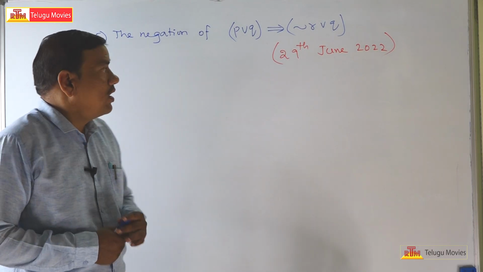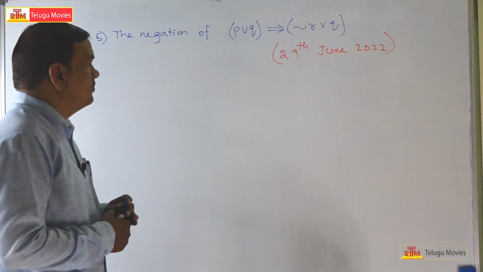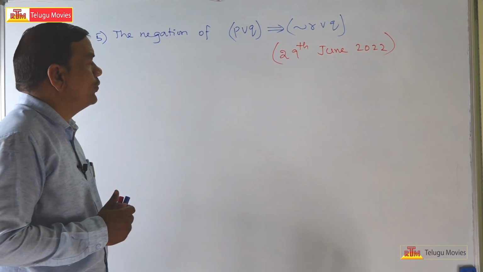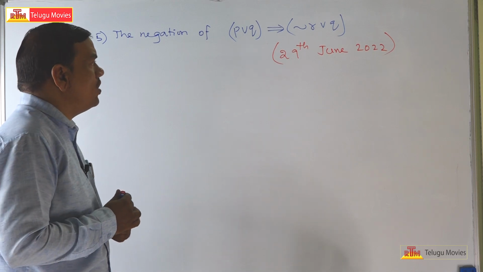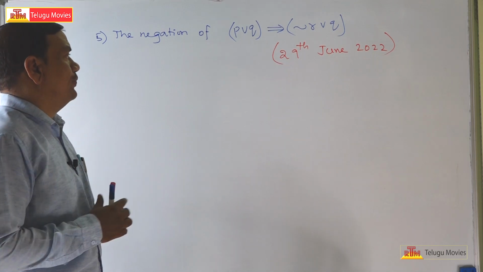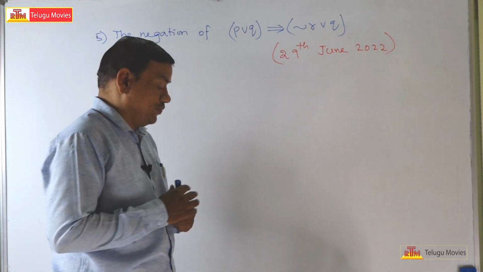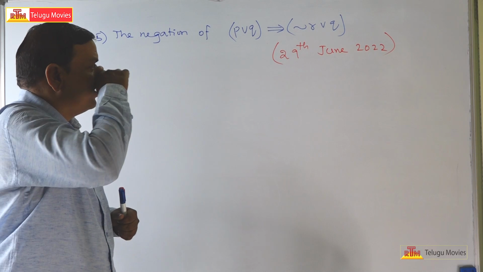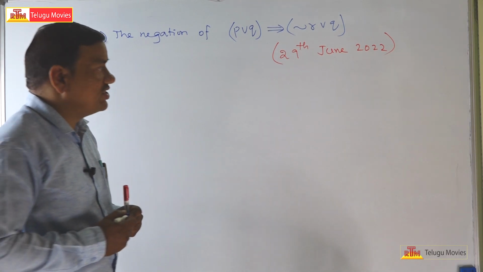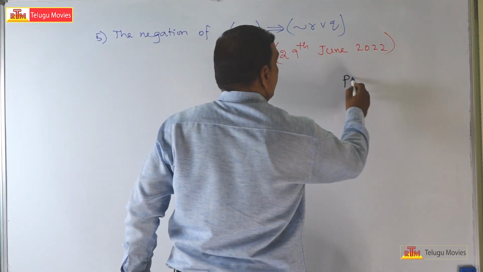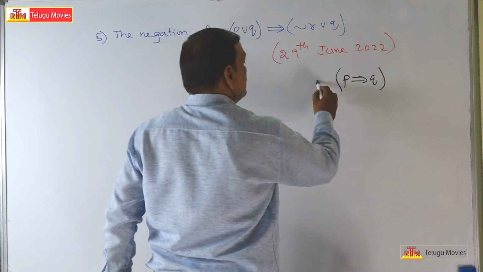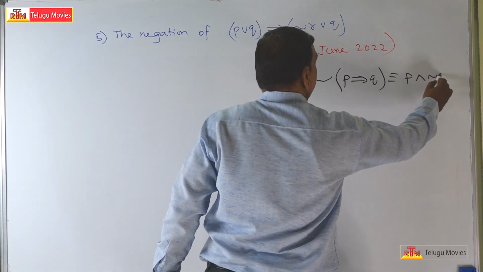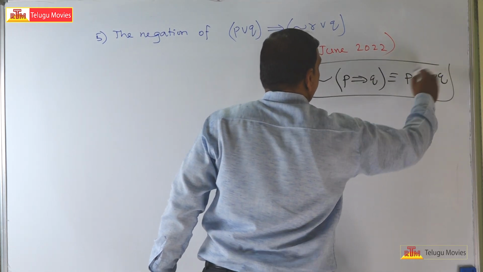Dear students, welcome to the fifth problem. The fifth problem is the negation of P or Q implies negation of R. The question is very clear. The options are not available here, but we will solve it. Whatever may be the statement, P implies Q, what is its negation? The negation is given by P and negation Q. So this is a formula.